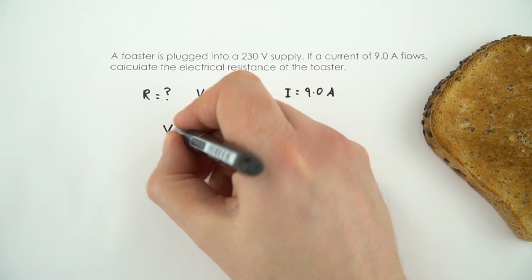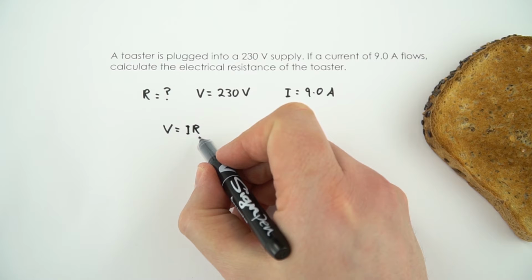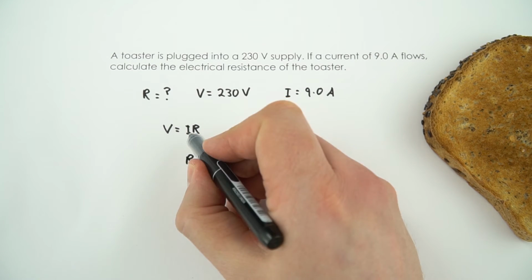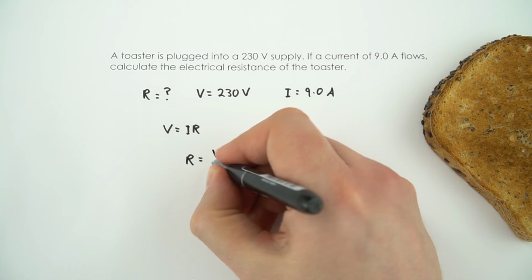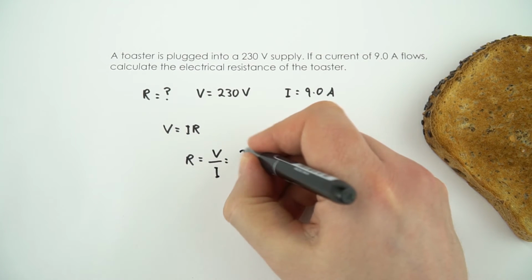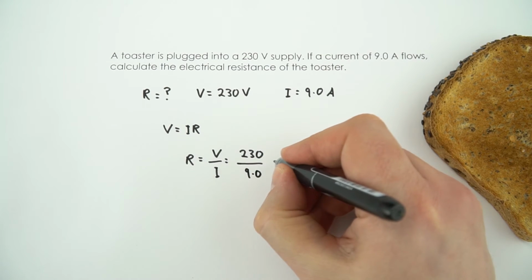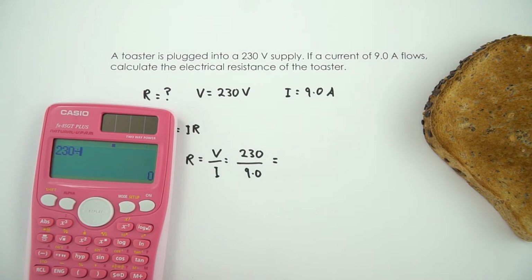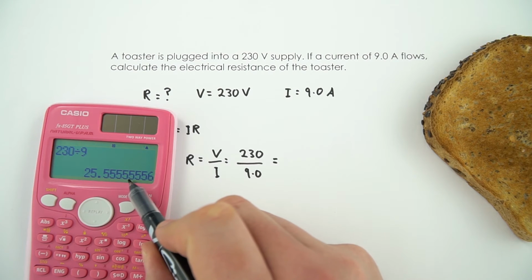Now we can use the equation that says V is equal to I times R. I'm just going to rearrange this to make R the subject, and we're going to do that by dividing both sides by I. So the electrical resistance is equal to V divided by I, which is equal to 230 divided by 9.0. And then if I use my calculator for this, it gives an answer of 25.55555.